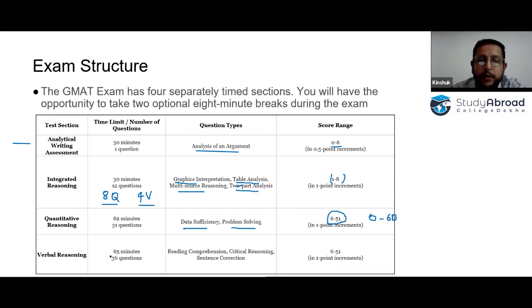Now in the verbal part, you have 65 minutes and 36 questions. If you compare time and number of questions, the verbal part has more questions in about the same amount of time, right? So this verbal part becomes a challenge for a few students. Again, we have discussed what types of questions they have: reading comprehension, critical reasoning, and sentence correction. All right, let's move on.